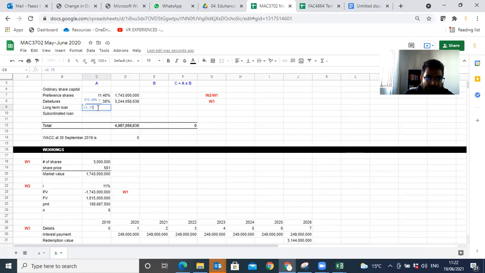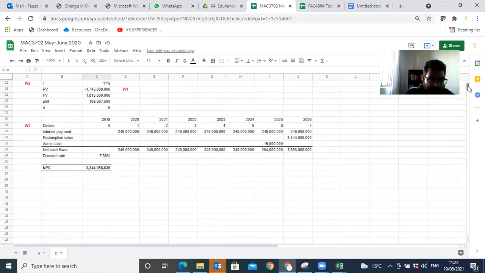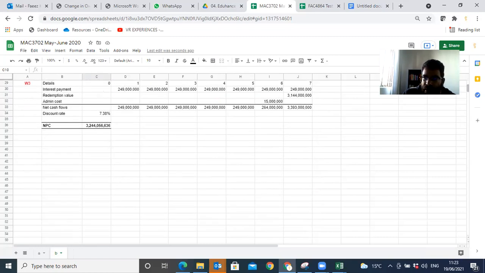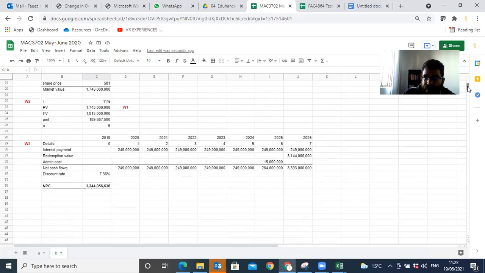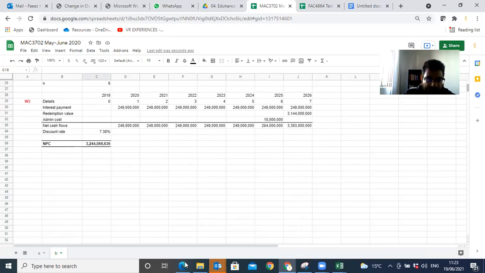So the rate is 9.75%. But remember, once again, it must be an after-tax rate, so multiply by 0.72. That is given. Nothing complicated. Now we can work out the market value. I just want to see what they wanted over here.